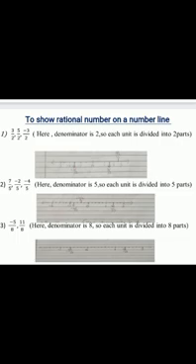Go to your left hand side, count 2 and show minus 2 upon 5. Again count from 0, 4 and show minus 4 upon 5. So in this way we can show rational numbers on the number line.